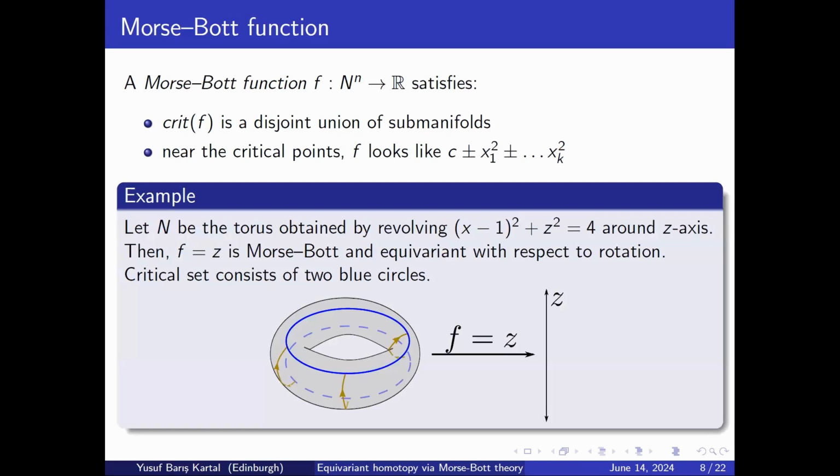And the example is, again, you consider the torus, but now you put it flat on the table, and you consider the height function. There's a rotation action, and the rotation action is free. As we argued, there's no Morse function that's equivariant with respect to the rotation. But the height function is actually Morse-Bott, and the critical points are given by these two blue circles. And these yellowish brownish lines are now the gradient trajectories.